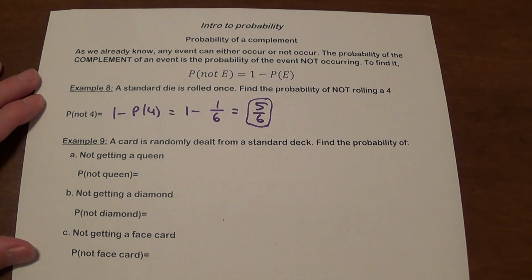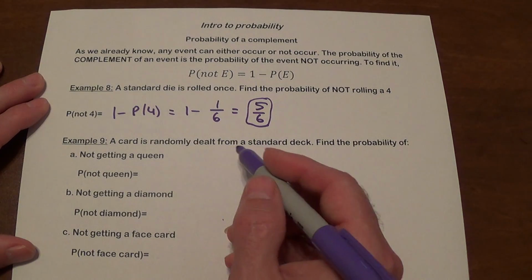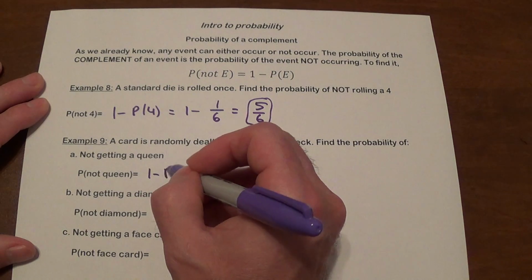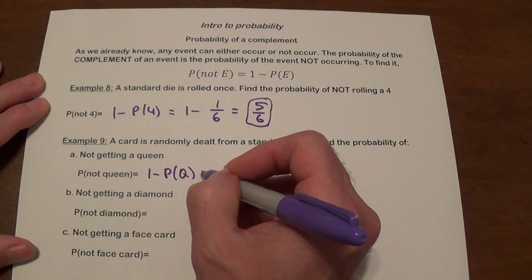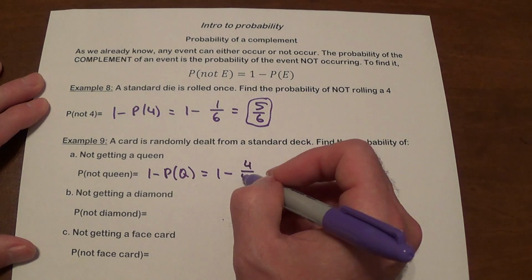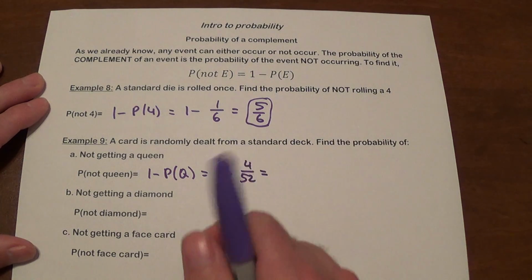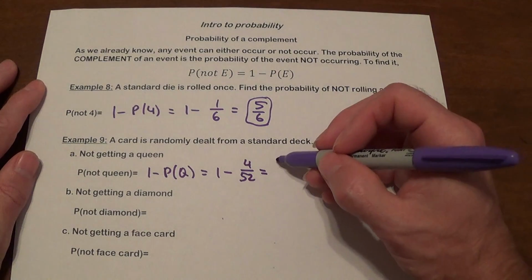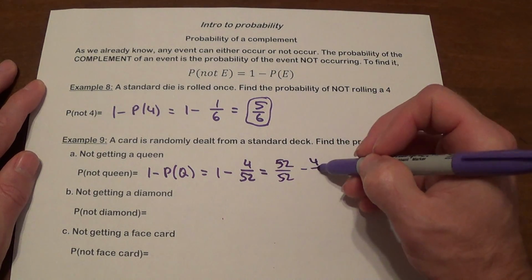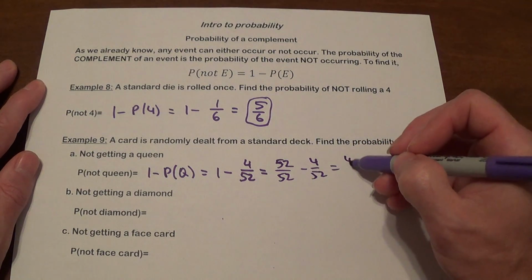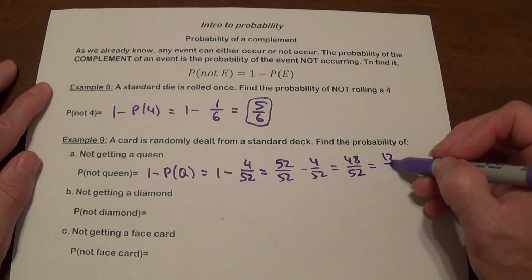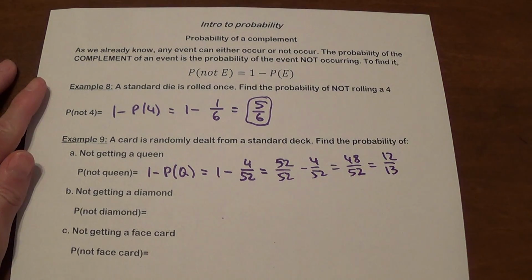What's the probability that a randomly dealt card from the deck is not a queen? It's going to be 1 minus the probability of getting a queen. There are 4 queens in the deck, divided by 52. So it's 52 over 52 minus 4 over 52, which gives us 48 over 52, which simplifies to 12 over 13.